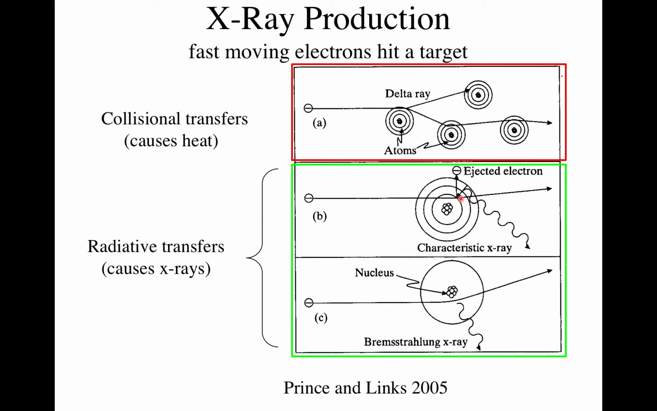This is how, say, astronomers look at a star and ask what's in the star. They look for these characteristic X-ray lines from specific atoms. And that will tell you what's there.